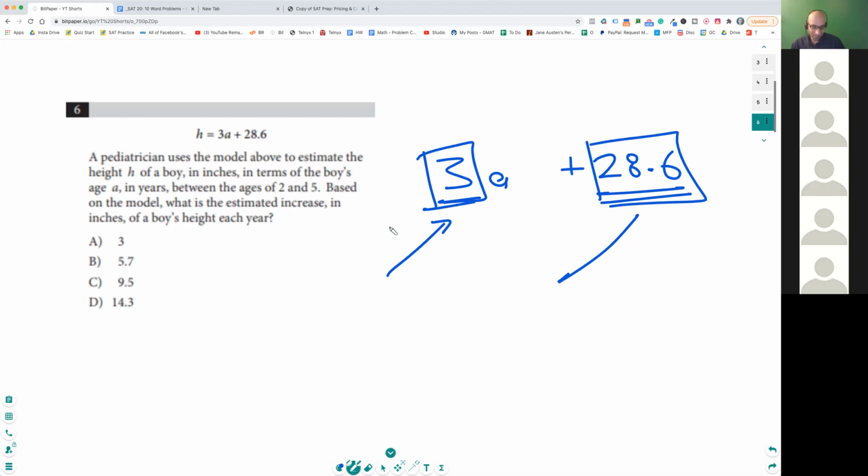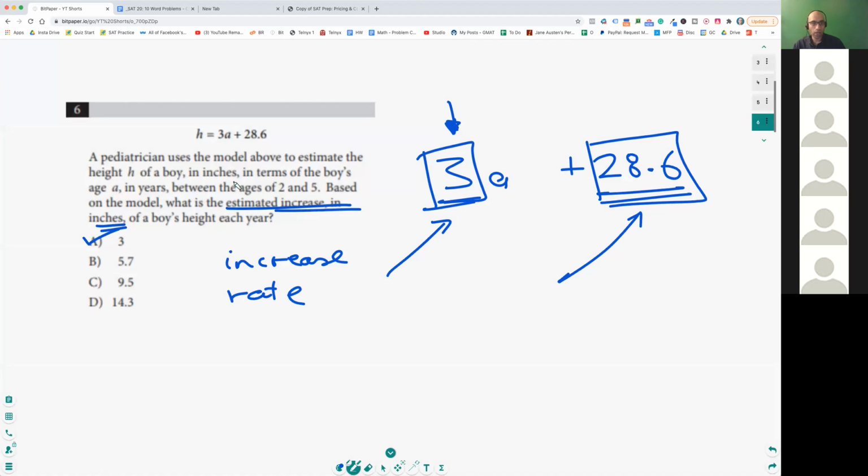So again, the shortcut is right over here, right? They're asking you what is the estimated increase in the boy's height. So anytime you see something where they're asking about the increase or the rate or even the decrease, right, the number in front of the variable is going to be the answer, which is 3. So that gives you 3 as the answer. Super easy. You don't even have to think much about it. Okay, that's your estimated increase, right?